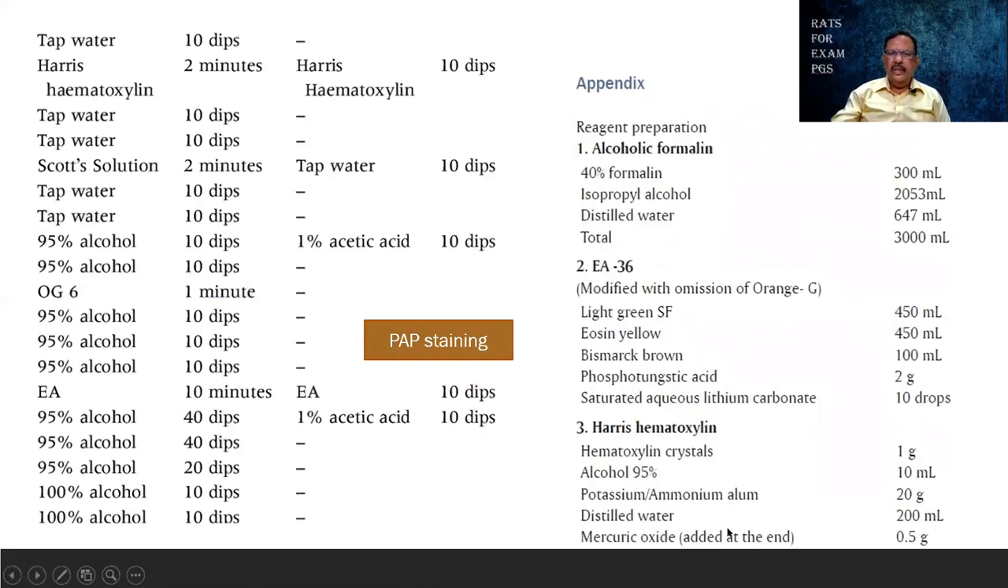This is again a prototype of the procedure for the Pap stain, and the examiners are asking, what is EA36? What is the role of Bismarck Brown? What is hematoxylin? Can you use anything else? After all, we have got only about 6 or 7 exercises. Who prevents us from reading these things thoroughly? It is a fundamental mistake of the student.